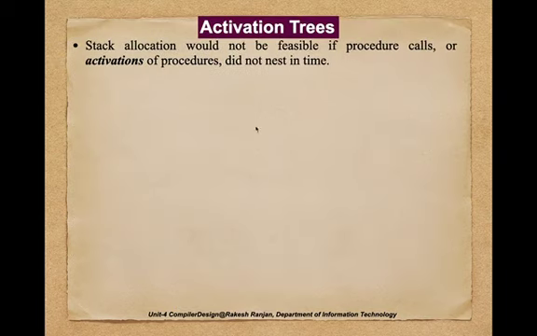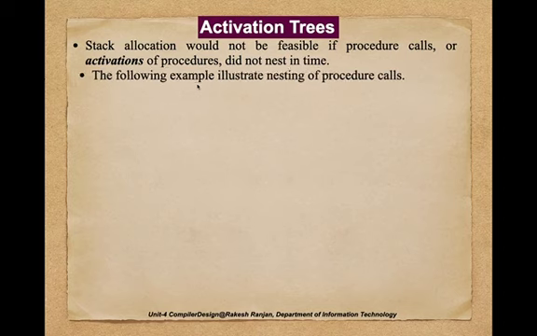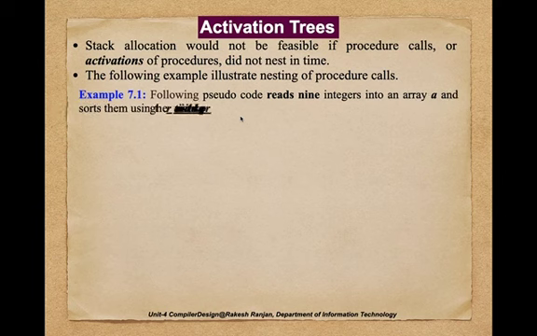Activation tree. For an activation tree, stack allocation would be feasible if procedure calls or activations of procedures did not nest in time. The following example illustrates the nesting of procedures. For nesting of procedures, we will take one example, the recursive quicksort algorithm.